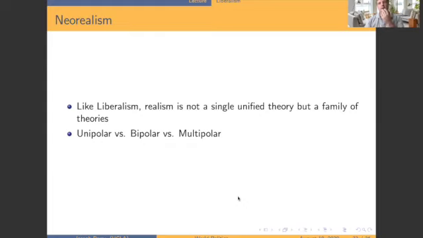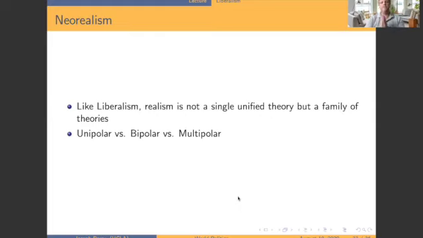Additionally, neorealism explains international politics after the advent of the Westphalian state system. So neorealism doesn't make any claims or arguments about the international system prior to Westphalia. In order to explain the international system, you need sovereignty, and therefore you can only explain international relations since Westphalia.